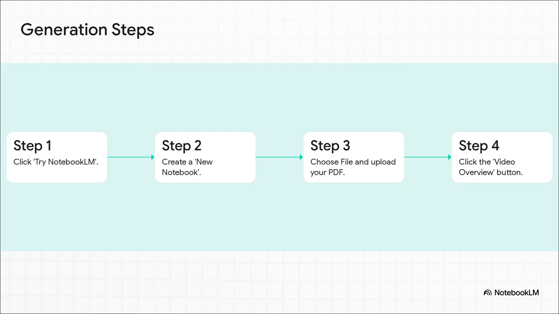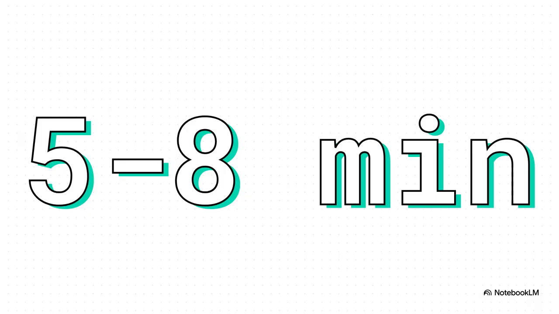You're going to see a button that says Video Overview. That's the magic button. One click on that, and you're basically telling the AI, okay, go for it. It starts analyzing your document and building your video right then and there. So how long does this AI wizardry take? You're probably thinking it's got to be a while, right? Nope. You could expect to wait just 5 to 8 minutes.